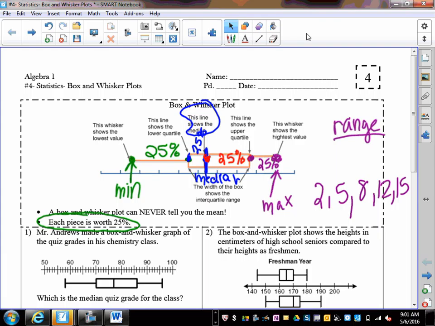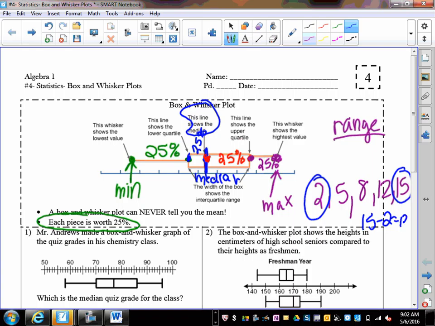The biggest number is part of it. The range. Biggest number? Subtract. Good, you subtract your maximum and your minimum. So you do 15 minus 2. That tells you the range. How much is in between? That would give me a range of 13.